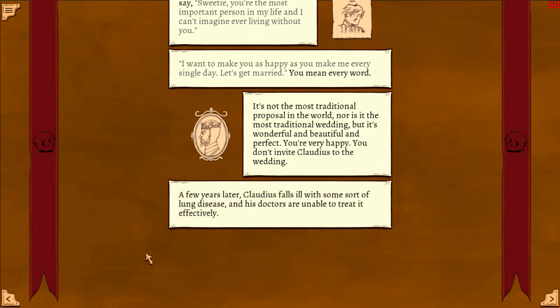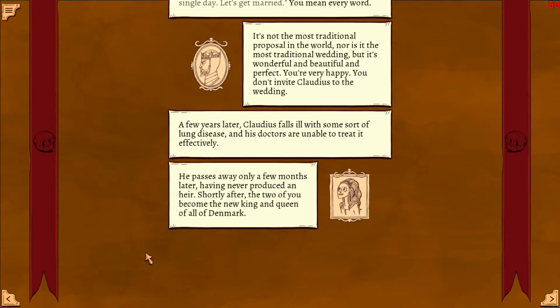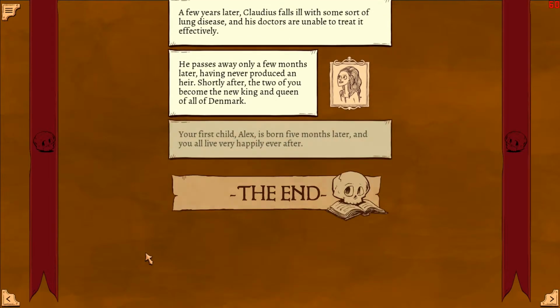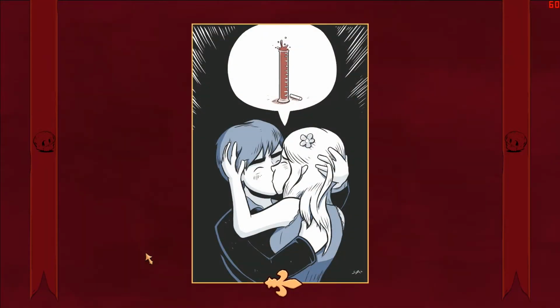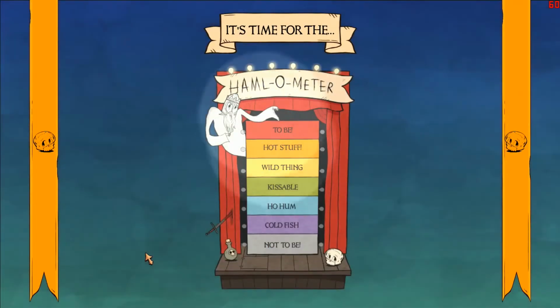You don't invite Claudius to the wedding. A few years later, Claudius falls ill with some sort of lung disease, and his doctors are unable to treat it effectively. He passes away only a few months later, having never produced an heir. Shortly after, the two of you become the new king and queen of all of Denmark. Your first child, Alex, is born 5 months later, and you all live very happily ever after. The end. That's it?